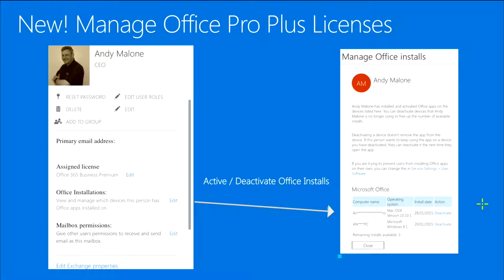So for example, I've got a little demo account here. You can see on the left-hand side, I've gone into my user administration portal, and there is a new option here to manage software. So this is kind of cool because on the right-hand side, it shows me all the installations of Office Pro Plus. And one of the nice things about Office Pro Plus, of course, is that we can actually have 5 licenses for our main devices.